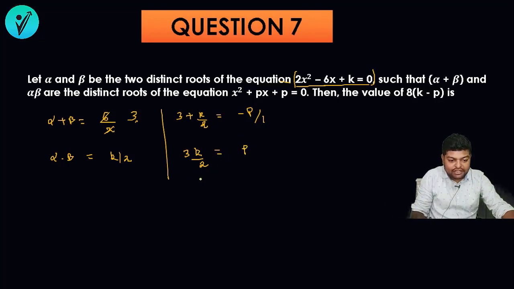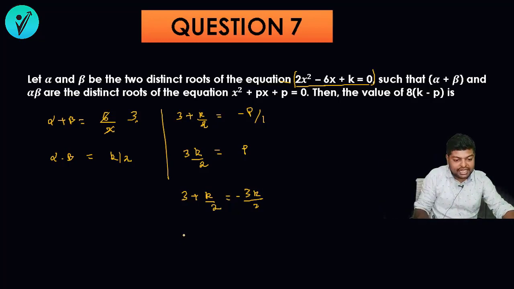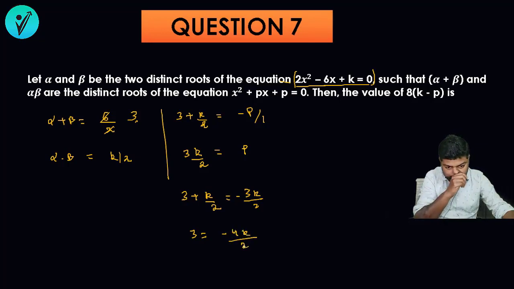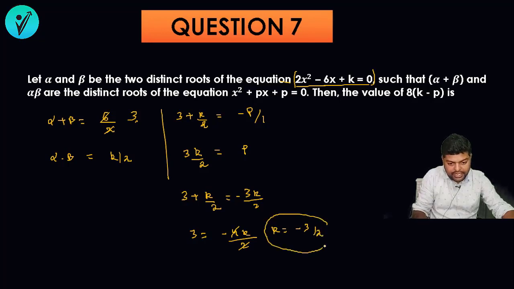Now if I use the value of p here, let's replace it here. So we'll have 3 plus k by 2 is equal to 3k by 2 with a negative sign. Move this k by 2 to that side. So we'll have 3 equals to minus 4k by 2. Yeah? So this will be cancelled. So we'll have the value of k as minus 3 by 2. Okay, so we have the value of k as minus 3 by 2.